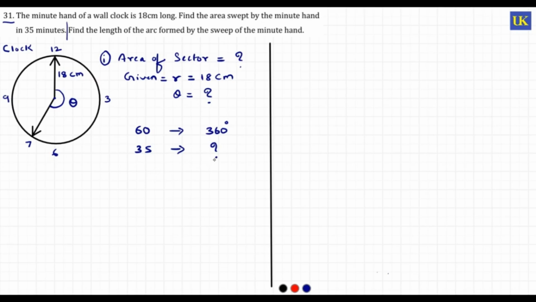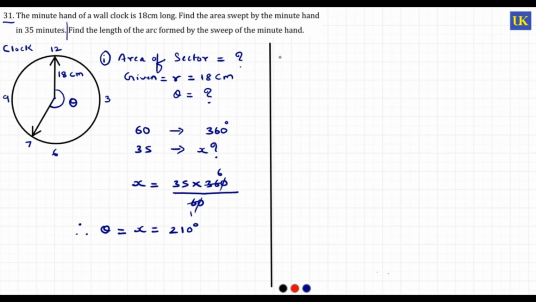So what we will do is cross multiply. Let's say this is x, which we have to find out now. x is equal to 35 into 360 divided by 60. So 0 and 0 will get cancelled. 6 ones are 6, 6 6s are 36, and 35 into 6 is 210. So this is our theta. Theta is 210 degree.